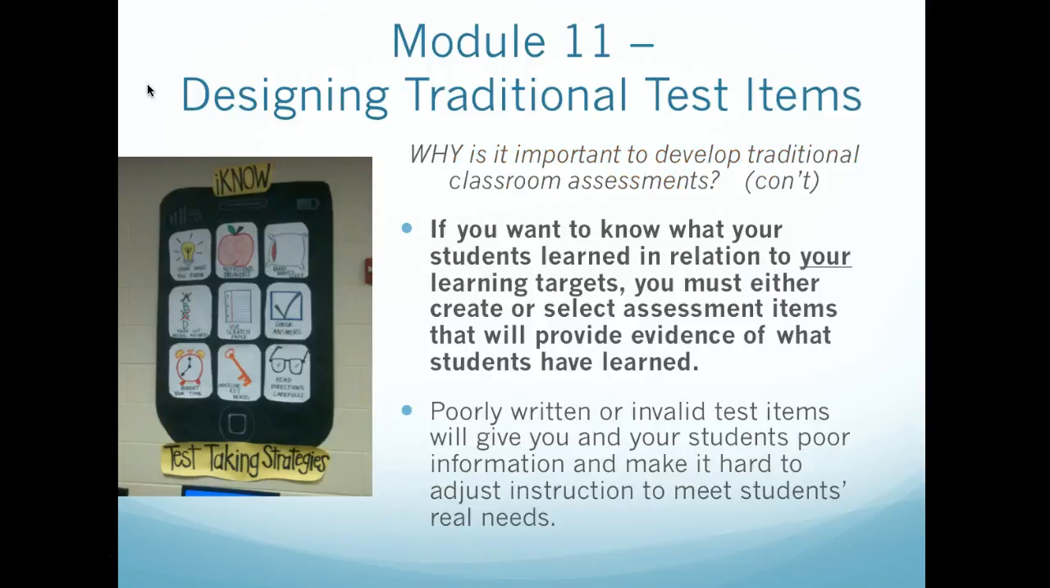If you want to know what your students learned in relationship to your learning targets, you must either create or select assessment items that will provide evidence of what students have learned. And we've talked about this with GRASPs and the rubrics and even in ED 621A and B. But now we're really digging into actual test items. Poorly written or invalid test items will give you and your students poor information and make it hard to adjust instruction to meet students' real needs.